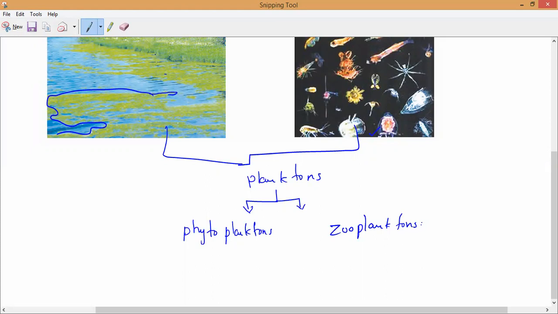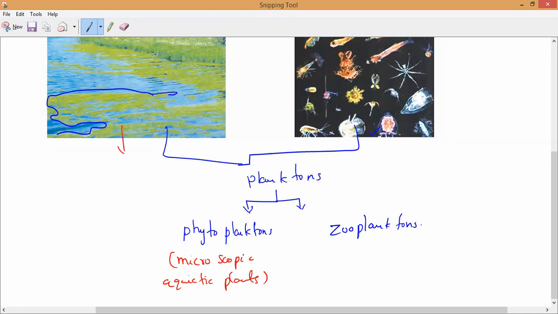So now these planktons are of two types. One is phytoplanktons and another one is zooplanktons. Now let us come to phytoplanktons. By this time you can understand that phytoplanktons are microscopic aquatic plants, which can make their own food. That is what we call phytoplanktons. They can float on the surface of water, freely floating on the surface of the water.